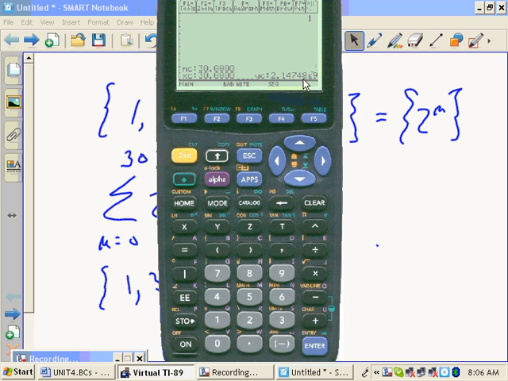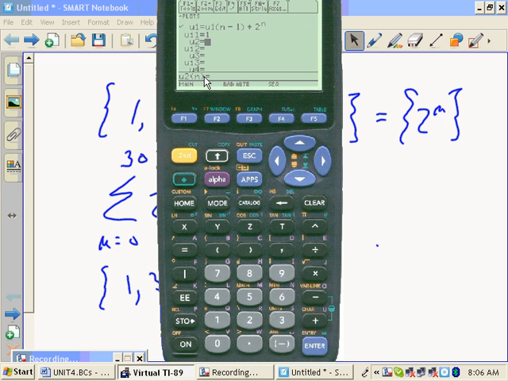I got 2,147,048,480,000 something. Make sure your window is the same as mine, from 0 to 30. Make sure your y equals the same as mine: u sub n equals u sub n minus 1 plus 2 to the n, and starts at 1. Otherwise you don't get the same numbers, obviously.